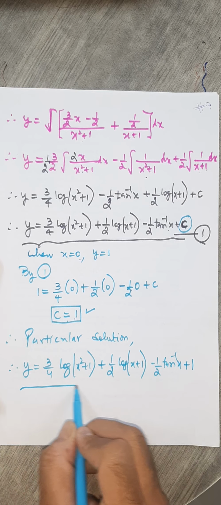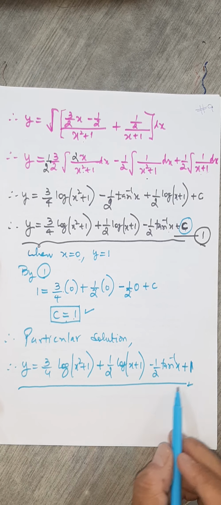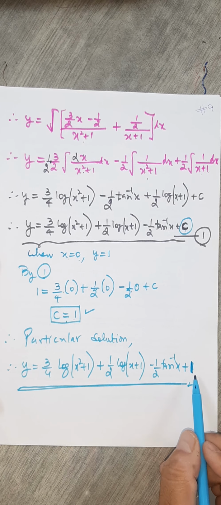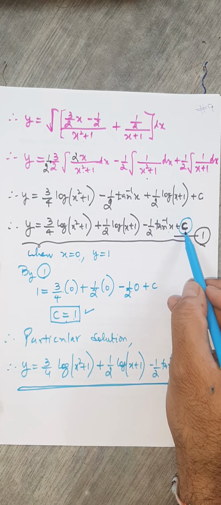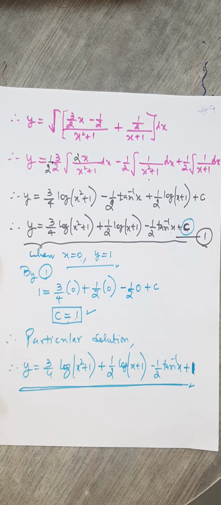Right? This is what you have to do extra. Itna extra karna hai. Now this is not the general solution. This is a particular solution. Value of the constant is fixed 1. यहाँ पे आप कुछ भी ले सकते हैं. How we got this one? Using the given conditions. Fine.